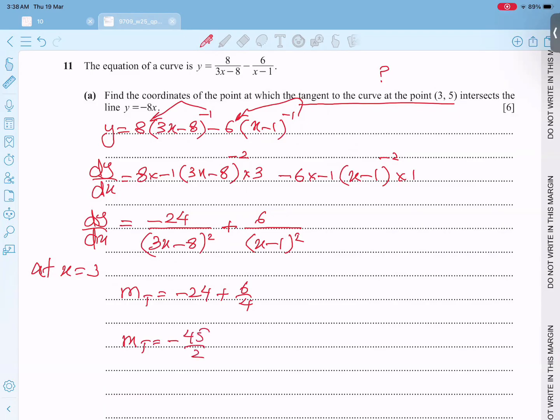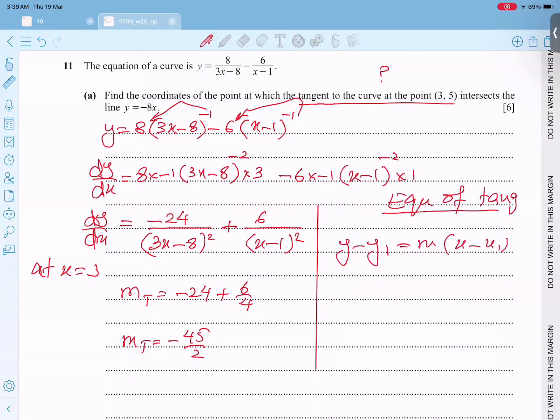Now, students, I'm going to find the equation of the tangent. I'm writing it out here. So the equation of the tangent, at what point? That is very clear. The formula is y minus y1 equals m times x minus x1. So in the place of y1 put 5, x1 is 3, and m is this. I hope the point is very clear. So 5 here, this negative 45 over 2, and x minus 3.